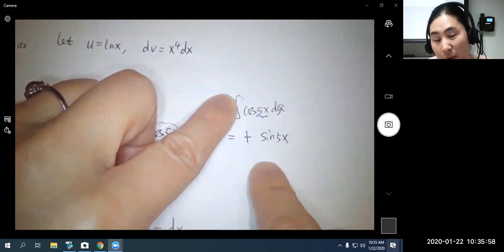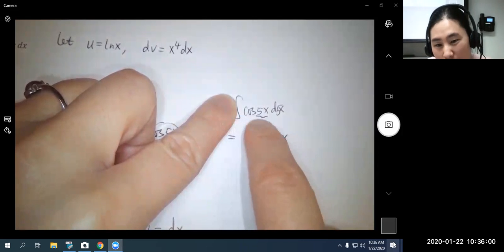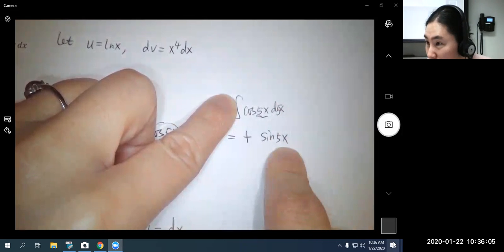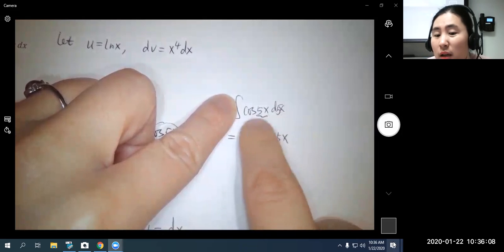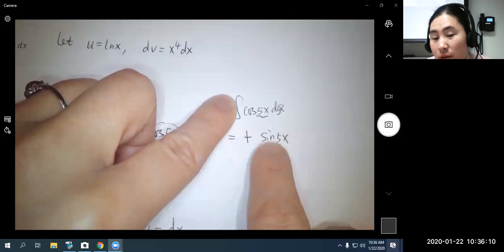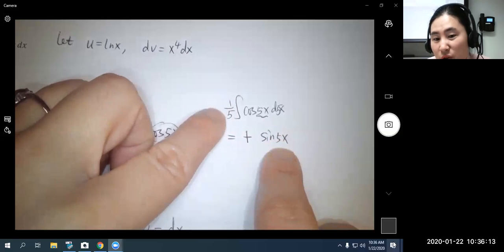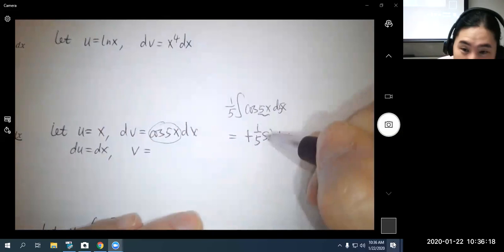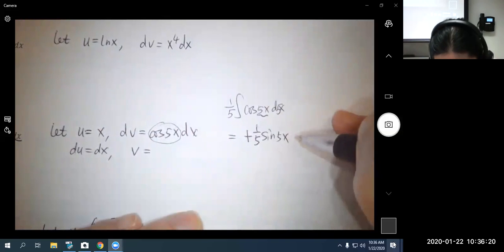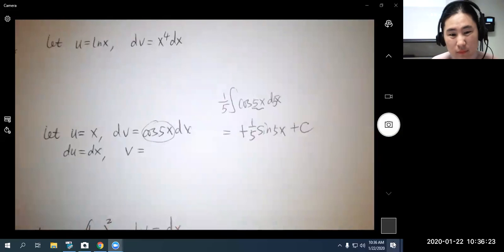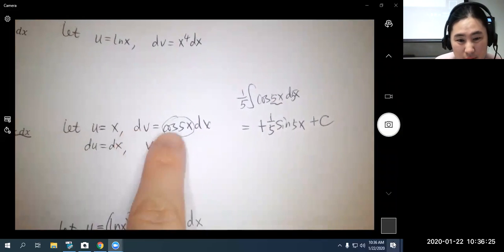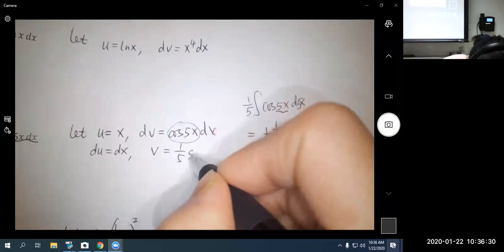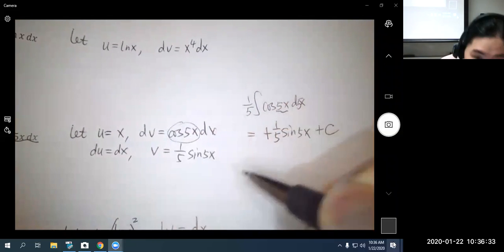If you forget, have a formula in front of you, okay? Cosine 5x, d of 5x, and the antiderivative is sin of 5x. Okay, positive, same. Because think about it, the derivative of the sin function is cosine, right? So positive sin of 5x. But don't forget there's a 1/5 there, right? So the antiderivative will be 1/5 sin of 5x. All right, so here, the antiderivative for cosine 5x is 1/5 sin of 5x.